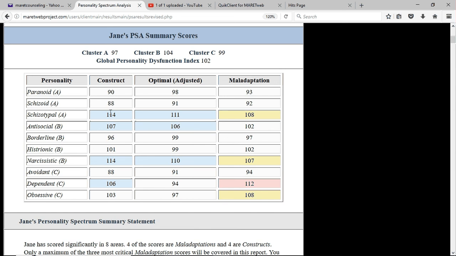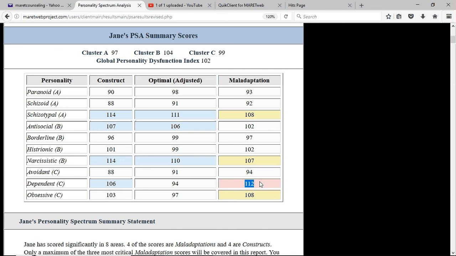Okay, one final thing. On the construct and optimal, you will only find blue. Blue indicates that it's not a stoplight indicator, yellow or red or green. Okay? It's just an indicator that something's over 105. Is the construct good? Well, I'm not sure. Is optimal score good? Well, I'm not sure. I do know that a maladaptive score is not good. This is precautionary. Slow down. The light's about to turn red.